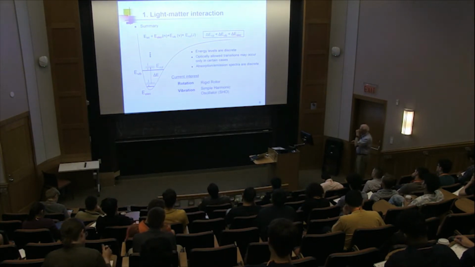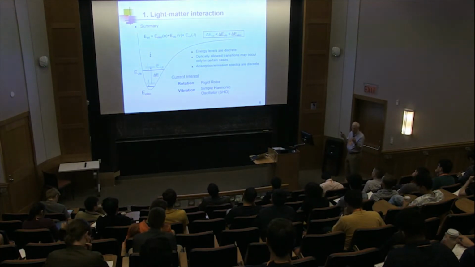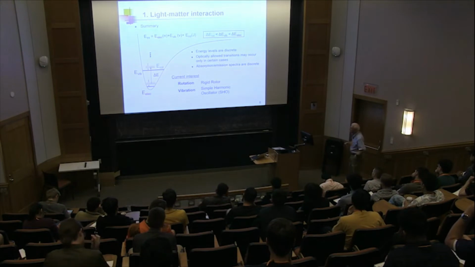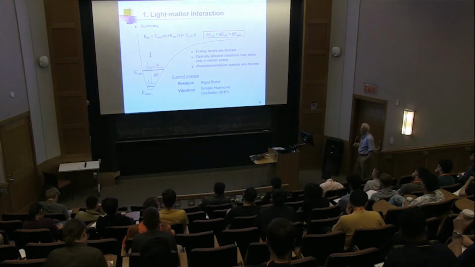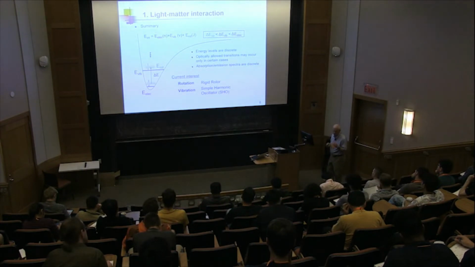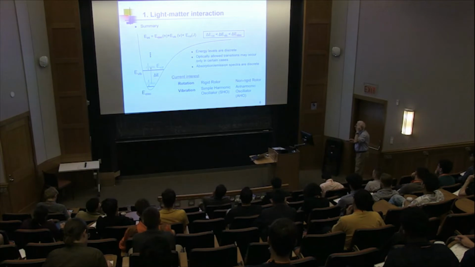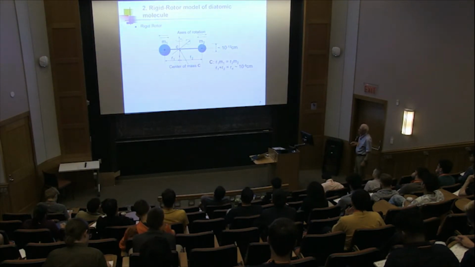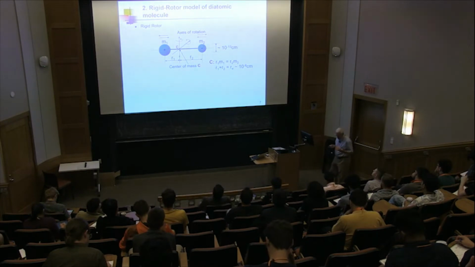The simplest models are called the rigid rotor, which just means that we assume that these nuclei have a fixed spacing, and the simple harmonic oscillator, which says it's going to oscillate, but it's going to obey Hooke's law. The improvement on this is called the non-rigid rotor and the anharmonic oscillator, which we'll touch on briefly. We'll start with rotation. So here's what I mean by my mechanical model.